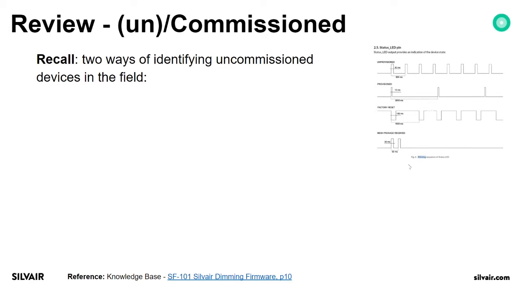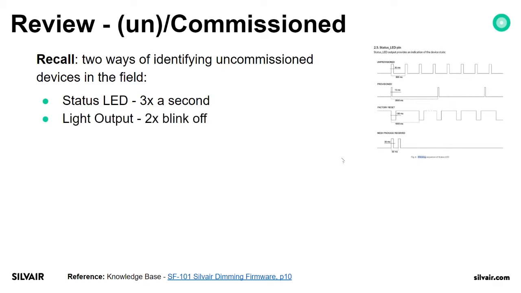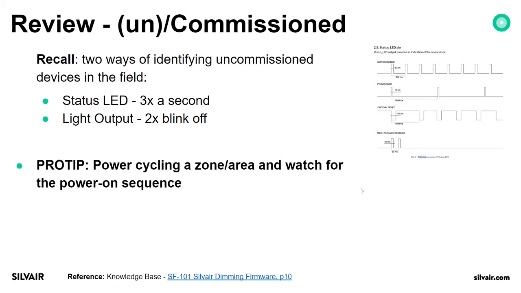There are two ways of identifying uncommissioned devices in the field. The Bluetooth status LED should blink 3 times a second, or the light output blinks 2 times and goes off. I will show you how this looks in the live view as well.